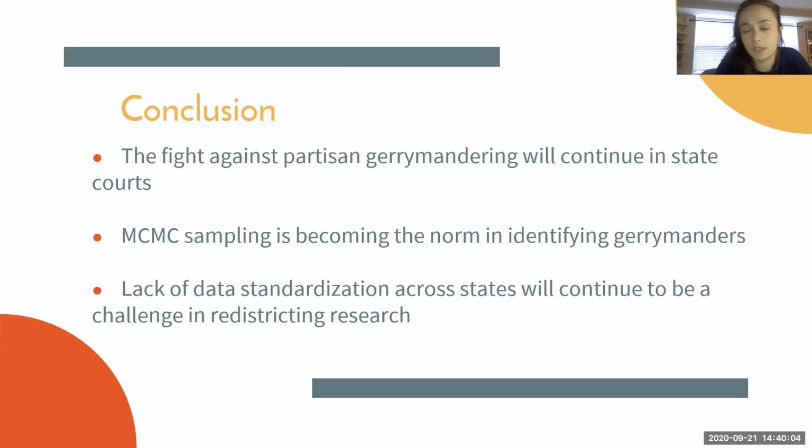MCMC sampling is becoming the norm in identifying gerrymanders. It's been used in state and federal court, and the methods are still being developed. It's an active area of research. But this lack of data standardization across states, and even across counties within the same state, will still continue to pose a lot of challenges in this research, as we've seen today.